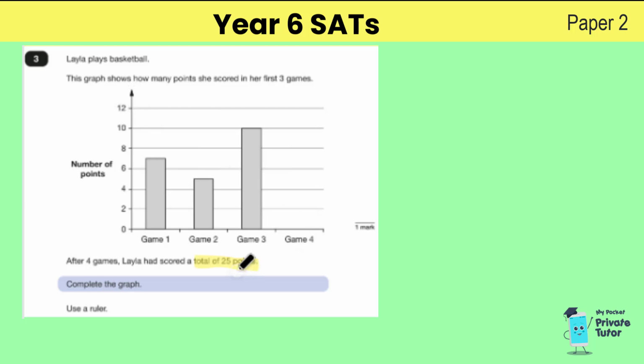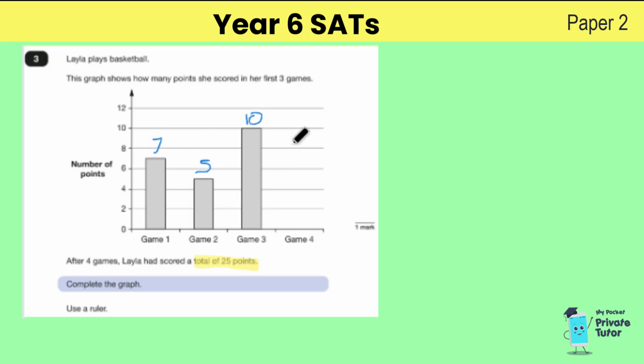So what we need to do is figure out how many points she has scored so far. You might want to label each bar. That's what I would do. So I'd go to game 1 and I can see it's between 6 and 8, so that's 7. Game 2 is between 4 and 6, so that's 5. And game 3 is bang on number 10.